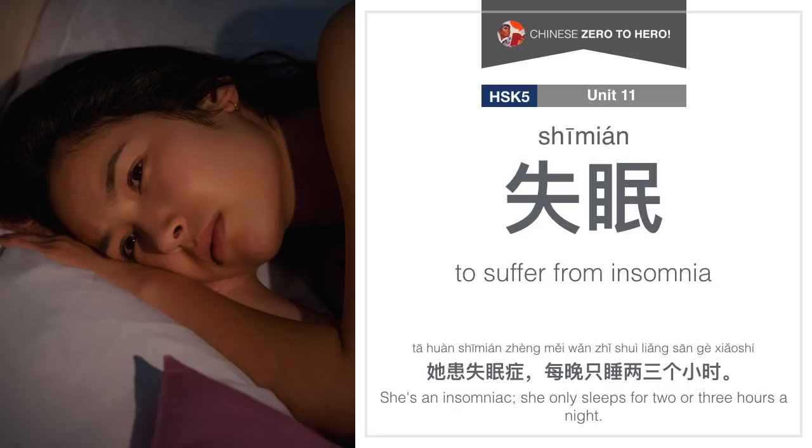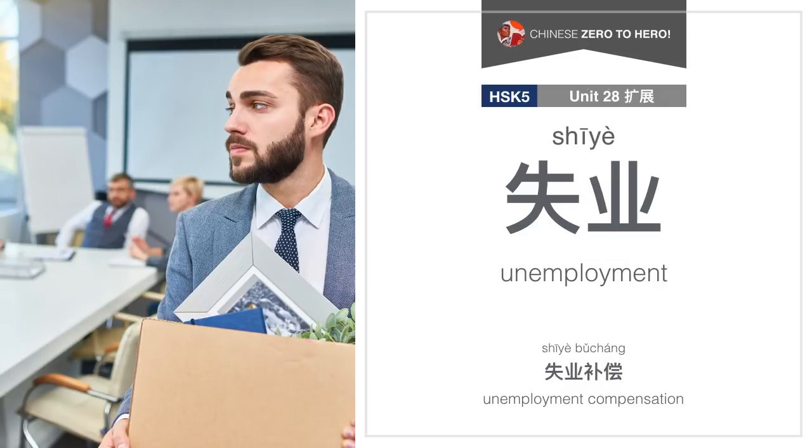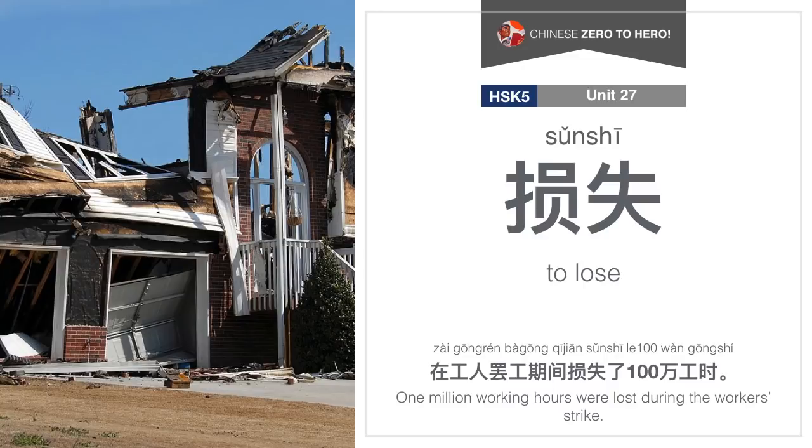她患失眠症，每晚只睡2-3个小时. She's insomniac. She only sleeps for 2 or 3 hours a night. 失去 means to lose. This is covered in HSK 5, Unit 27. For example, 失去机会 means to lose an opportunity. In HSK 5, we also learn 失业, meaning unemployment. 失业补偿 means unemployment compensation. In HSK 5, we also learn 损失, meaning to lose. 在工人罢工期间损失了100万工时. 1 million working hours were lost during the workers' strike.